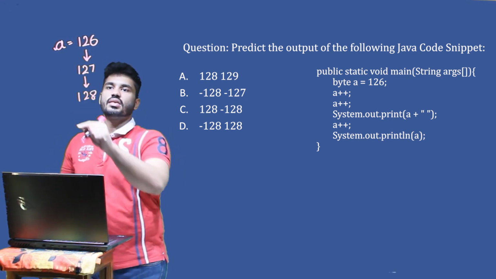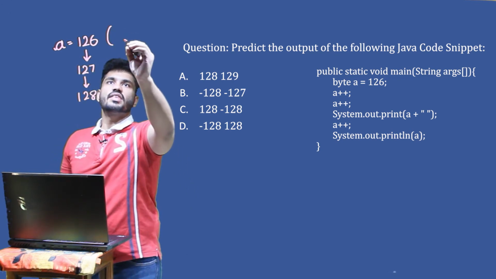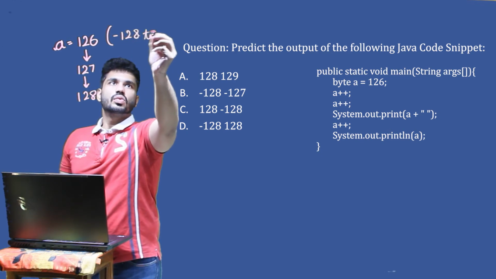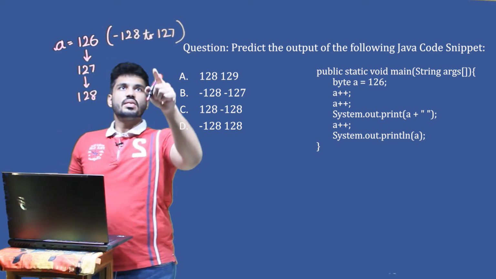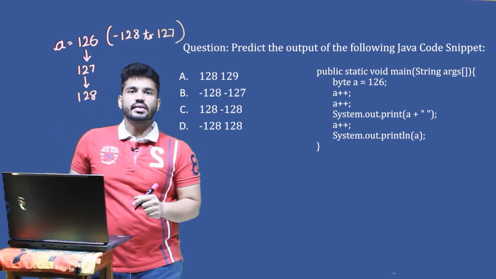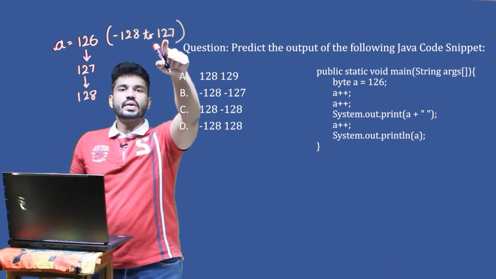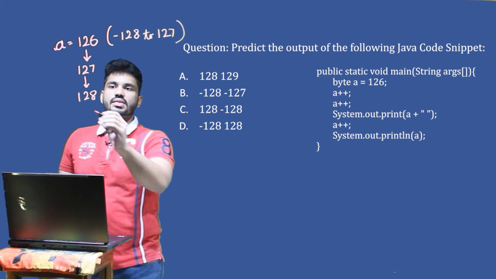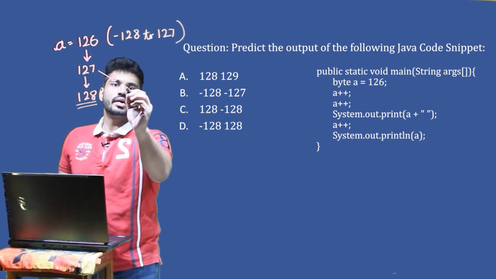Now, can a byte variable store the value 128? Let's see. The range of a byte variable is minus 128 to 127. So a byte variable cannot hold the value 128. These variables act in a circular manner. After 127, they go to the value minus 128. So instead of 128, we will get minus 128.